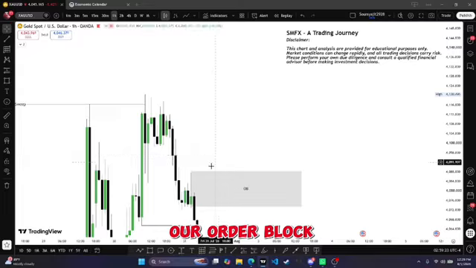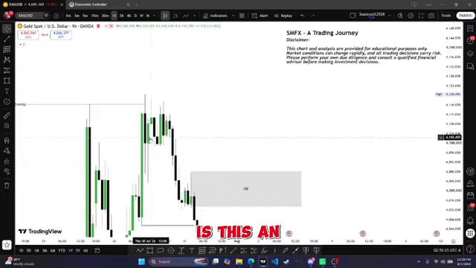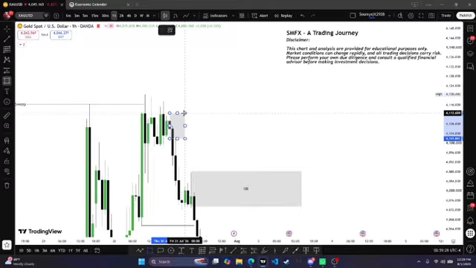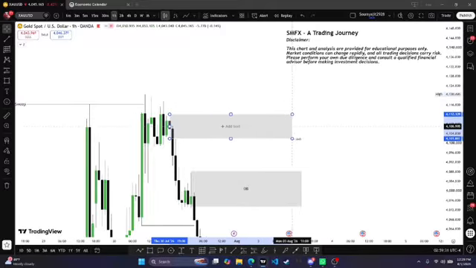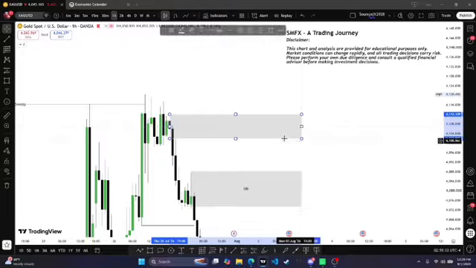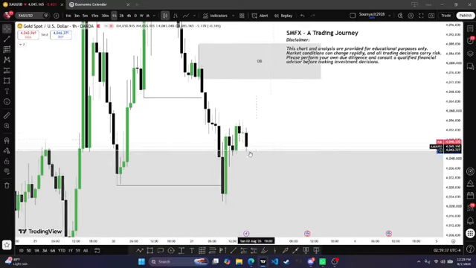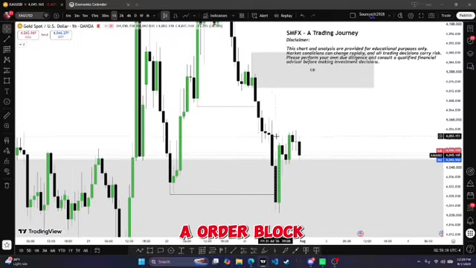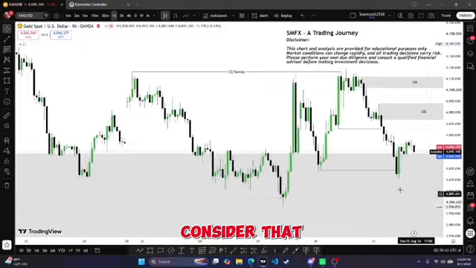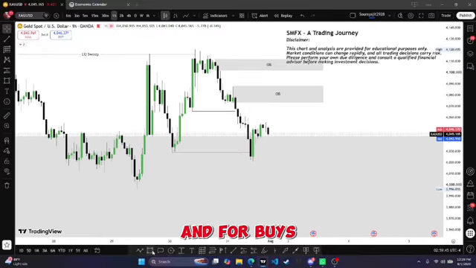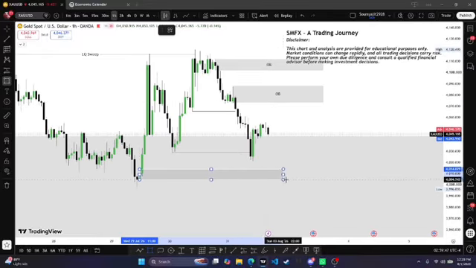This will be our order block. Then is this the order block? Yes, it is. Okay, this is not the order block. This was the order block, but it got already taken out, so we will not consider that. And for buys, we have this particular order block.